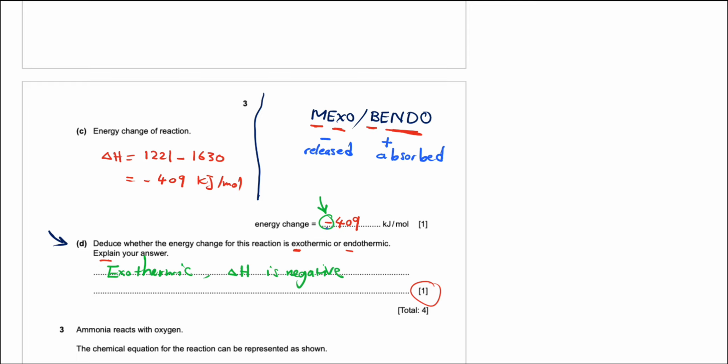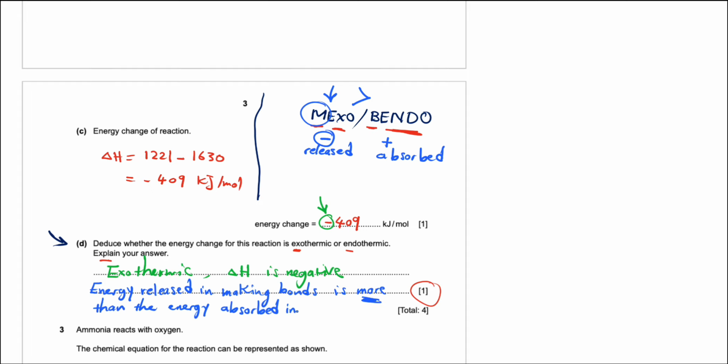Now, since the overall is negative, it means that left-hand side part, which is mexo, is more than bendo. It means the energy released in making bonds is greater than, because remember the negative is greater than the positive, so the mexo is greater than the bendo. So we may say that the energy released in making bonds is more than energy absorbed in breaking bonds.